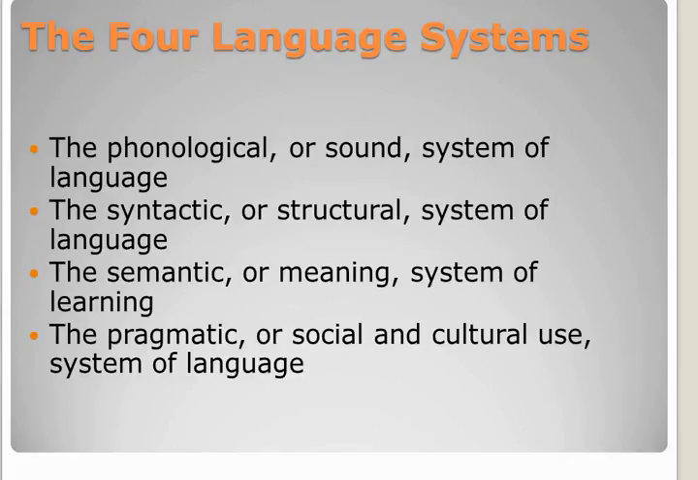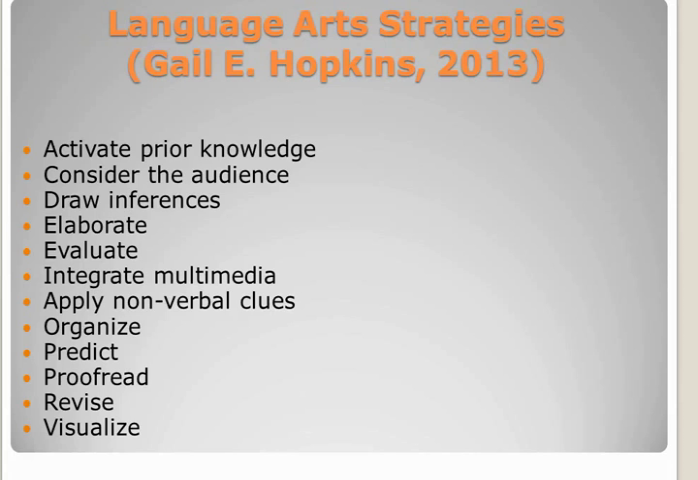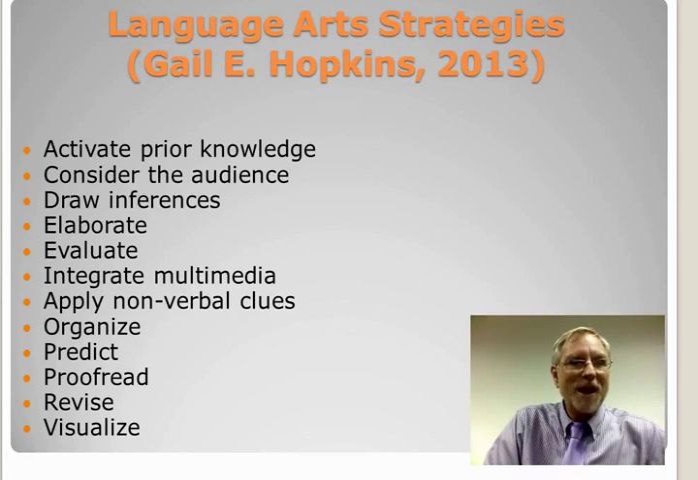The third system is the semantic or meaning system of learning. This is the whole vocabulary of the language. We need to learn what an individual word means, and then we also need to learn that many words have multiple meanings. The last system is the pragmatic or social and cultural use system of language. It includes things like slang and ways that particular cultures use their language. In this particular system, you learn when somebody gives you 5, that does not necessarily mean that you're going to get a $5 bill.